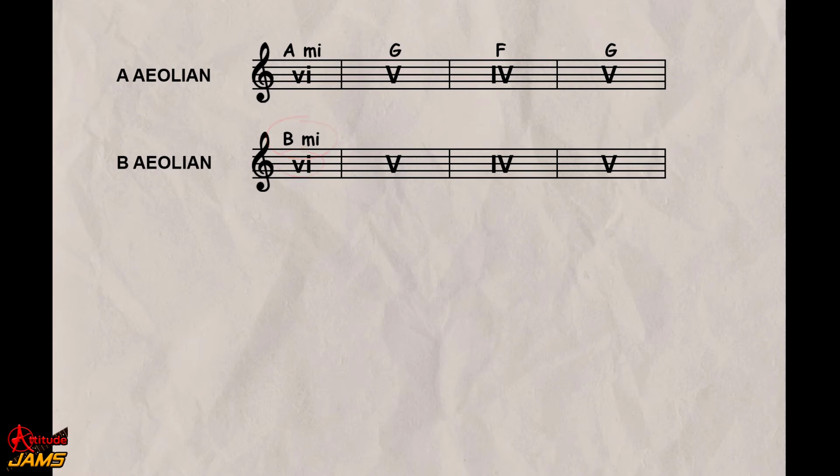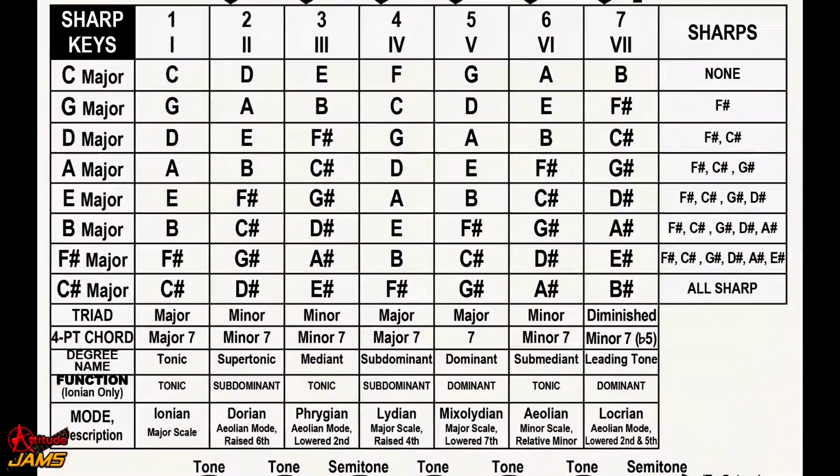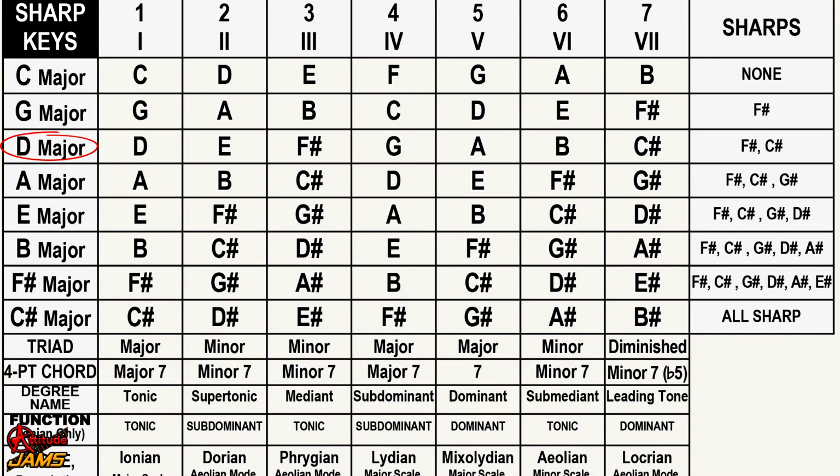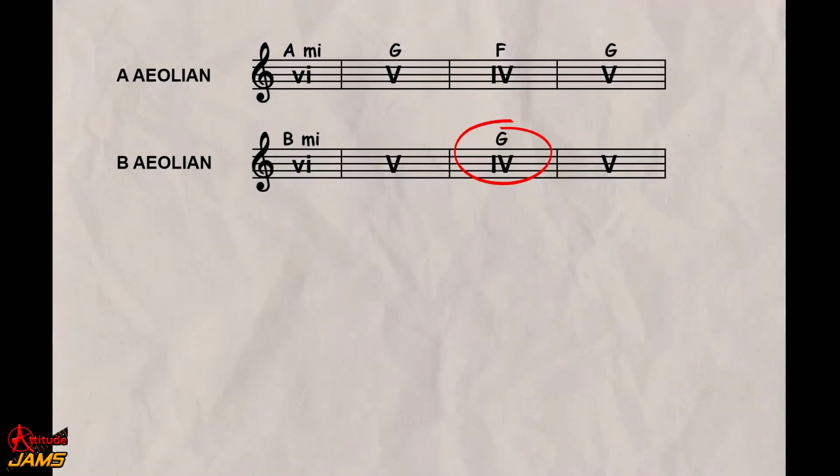As you'll see on this key chart from Guitar Theory Handbook, D major is the key that has B as its sixth note. We can see that G and A are the fourth and fifth notes, which tells us that G major and A major are the other two chords in this progression. Upper and lower case Roman numerals can be used to indicate major chords and minor chords respectively.